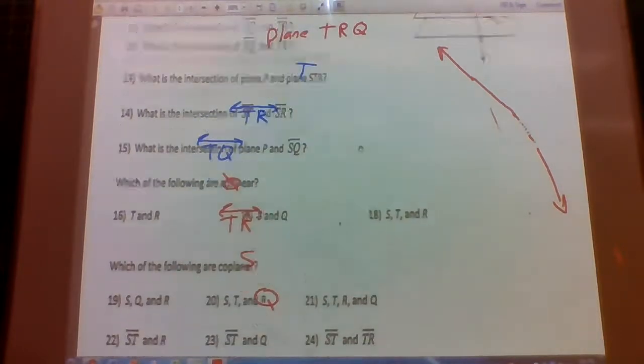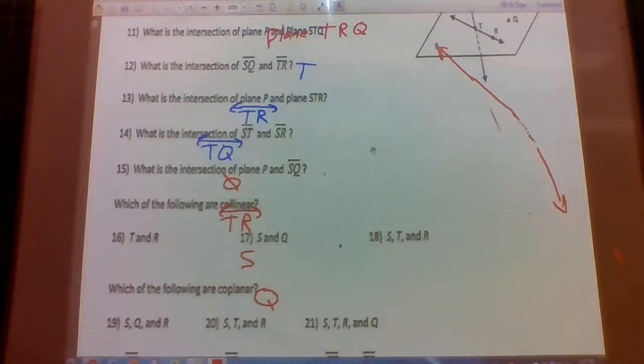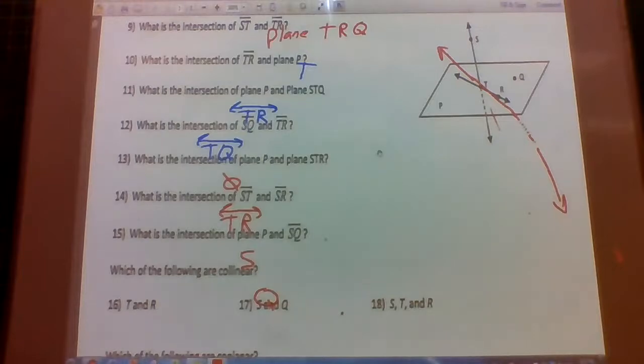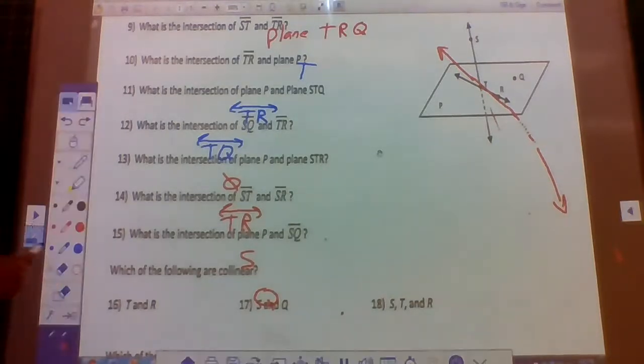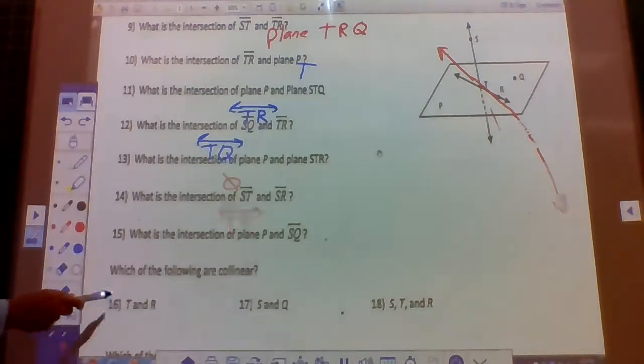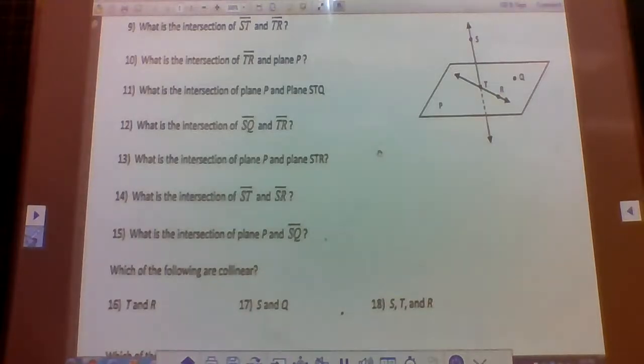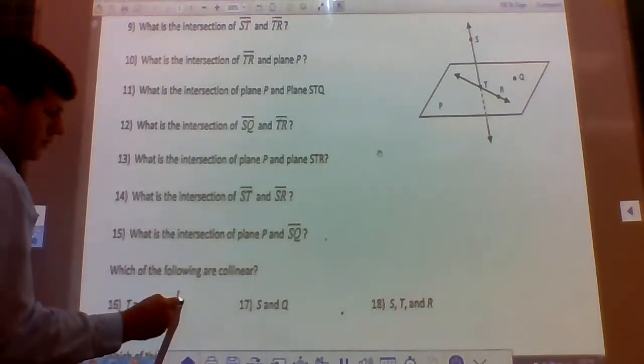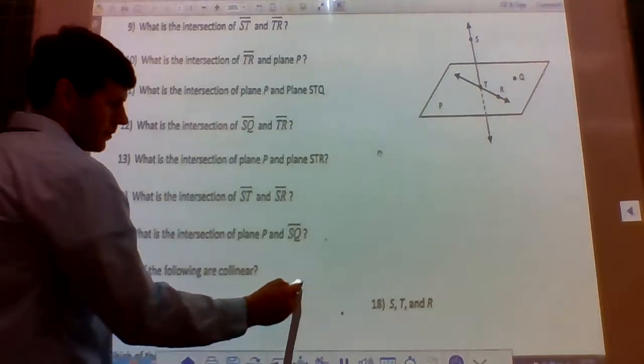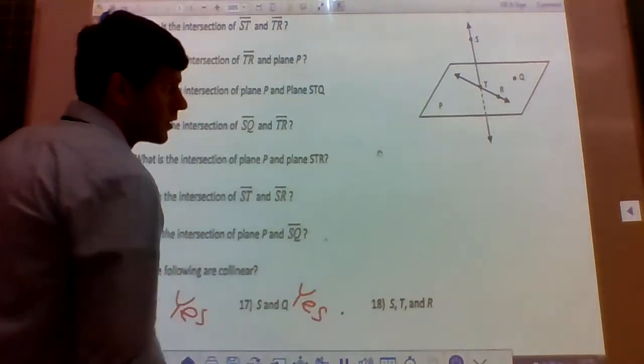Which of the following are collinear? So let's see, are T and R collinear? Yes. We don't even need to look at a diagram because we know any two points are going to form exactly one line. And since any two points form a line, two points are always going to be collinear. So this is a yes. This is an automatic yes.